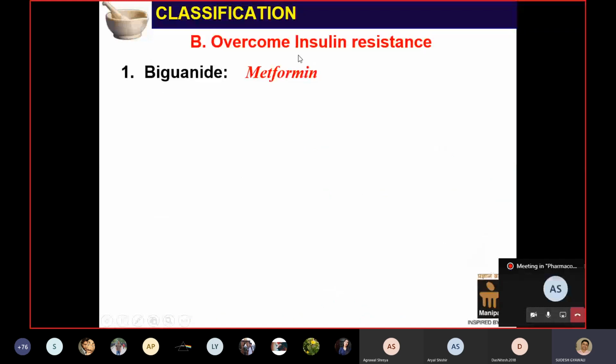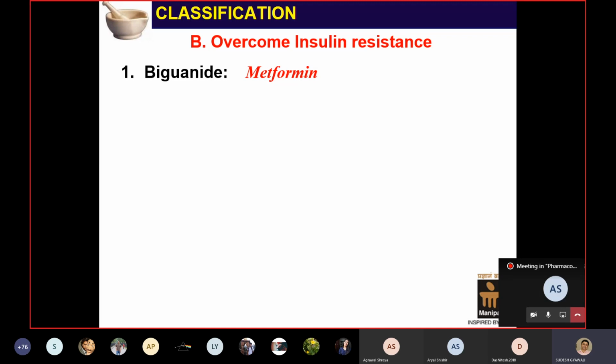Similarly, we have the drugs which overcome insulin resistance, okay. Insulin resistance is present, especially in obese patients. So that is why the insulin requirement is more in type 2 diabetes mellitus. A very popular drug in this group is biguanide, and in that we have metformin. Metformin is one of the most commonly used oral anti-diabetic drugs, okay. So you have to know why metformin is most commonly used in type 2 diabetes mellitus, okay.